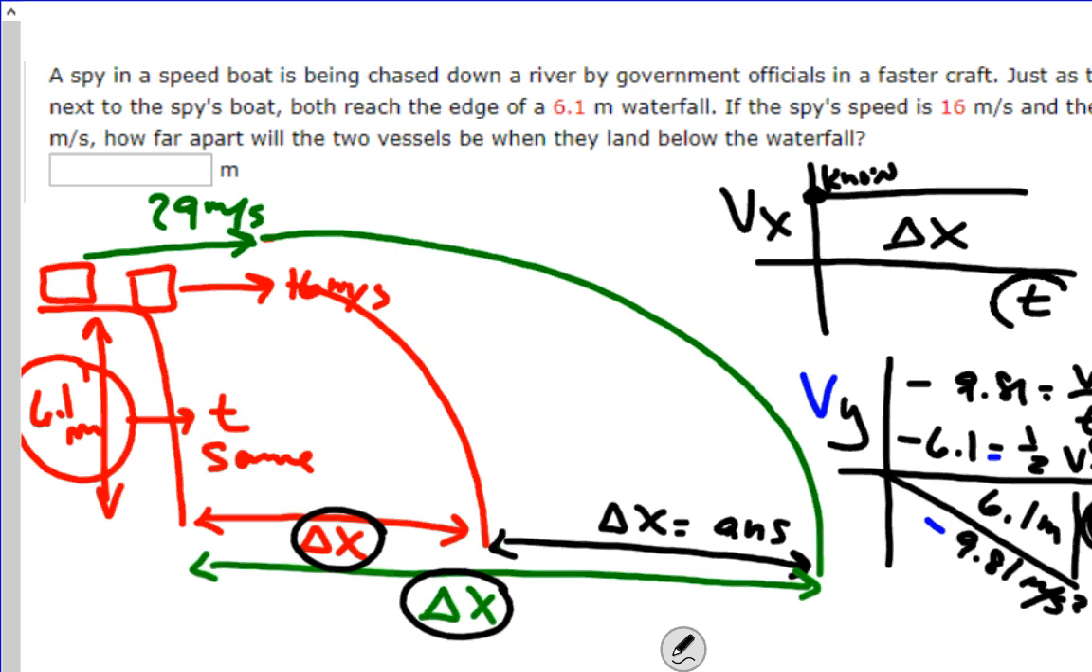Once you have your time, you're going to put it right there, and you're going to figure out the delta x for each of the boats. Do it twice. Once for the spy boat, once for the government boat. Then subtract the two. There we go.